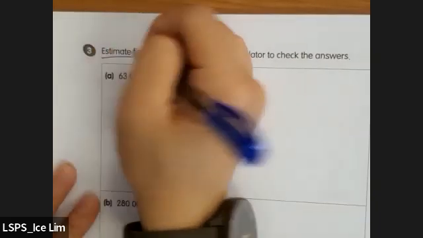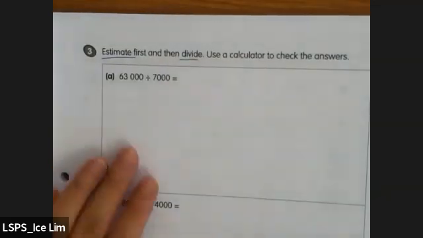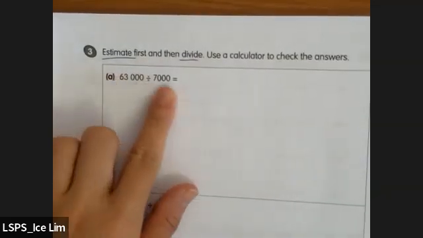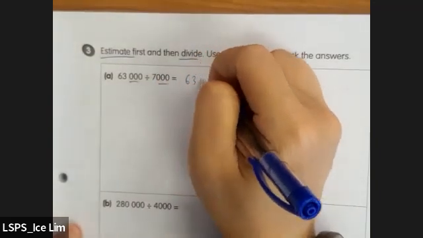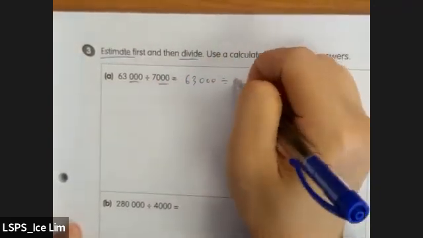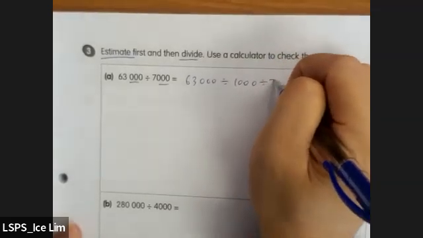So estimate first, then divide. Okay. Over here, certain questions, I think you are quite okay with. Let's look at this. 63,000 divided by 1,000, then divided by 7.